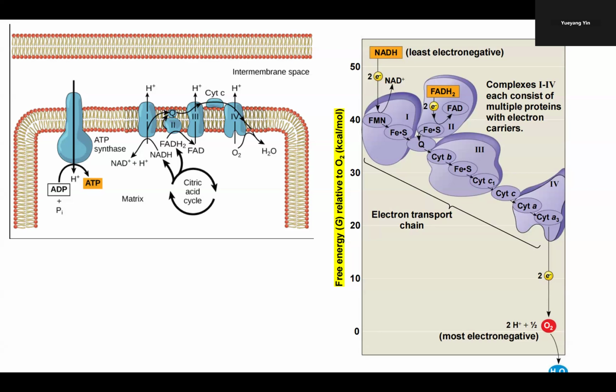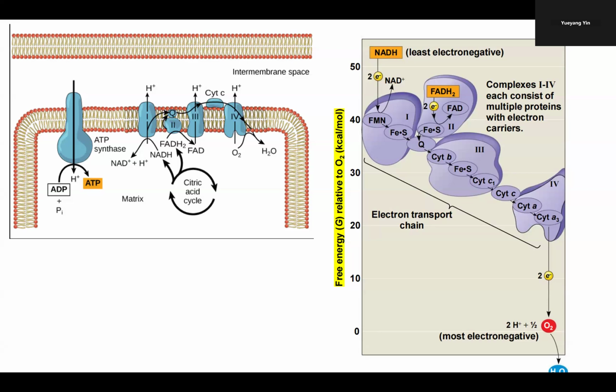Now, the payoff. Chemiosmosis: the energy stored in the proton gradient is harnessed to make ATP. The enzyme ATP synthase acts like a molecular turbine. Protons flow back down their gradient through ATP synthase into the matrix. This rush of protons spins a part of the enzyme, driving the mechanical synthesis of ATP from ADP and an inorganic phosphate. This process, oxidative phosphorylation, is how the vast majority of ATP is made.